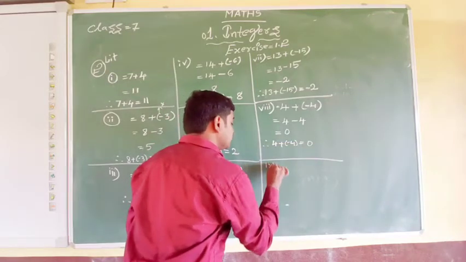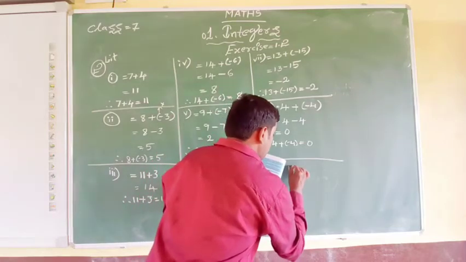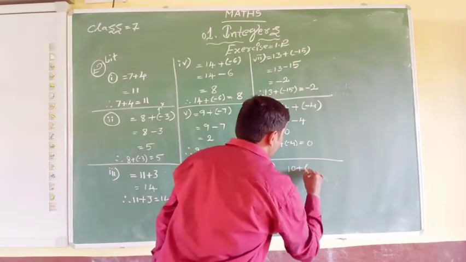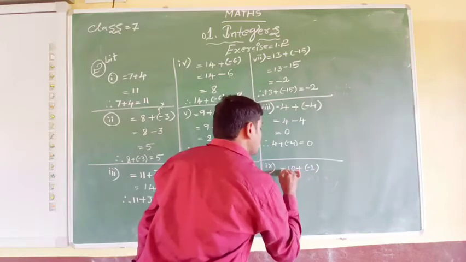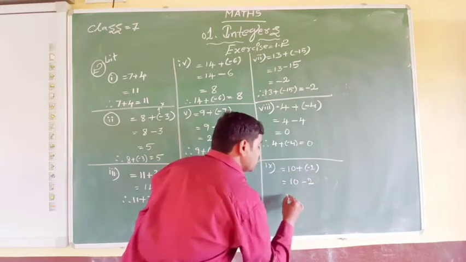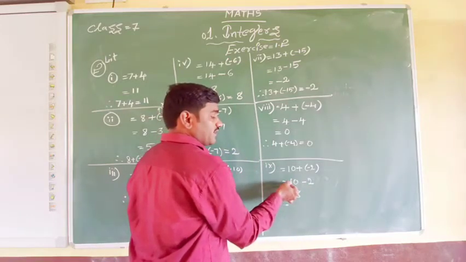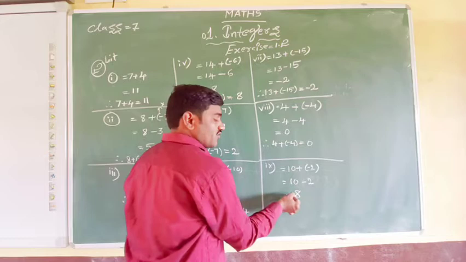Then the last here, the ninth question is 10 plus half minus 2. Let's go for 10 plus into minus 2. 10 minus 2 is possible, that is only 8. See, the bigger number is what? 10. 10's symbol is what? Plus. So we got plus here.